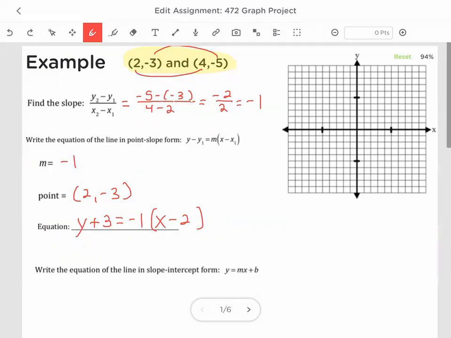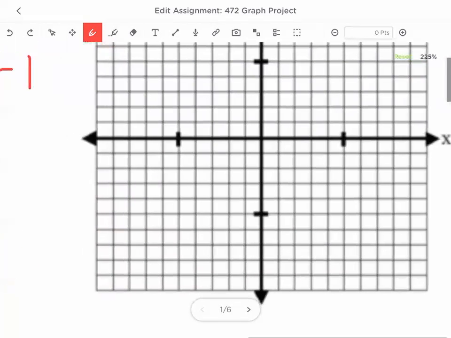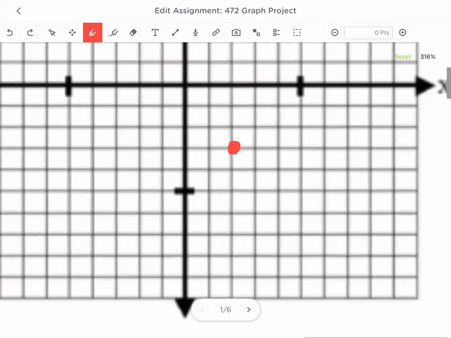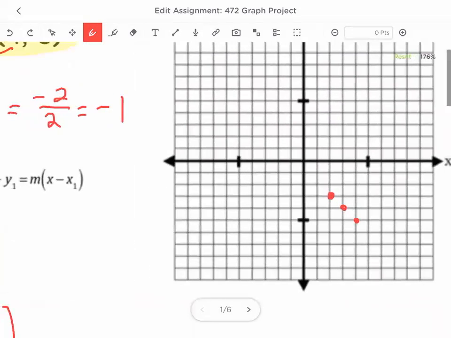All right, now I can graph that line. Okay, we have a starting point here at 2, -3. So I'll go to 2 over 2 and down 3, and put a dot there. So there's 2, -3. And it has a slope of -1. So from there, I'm going to go down 1 and over 1, down 1 and over 1. And I can keep doing that forever. But here is my line. It goes right through all those points.